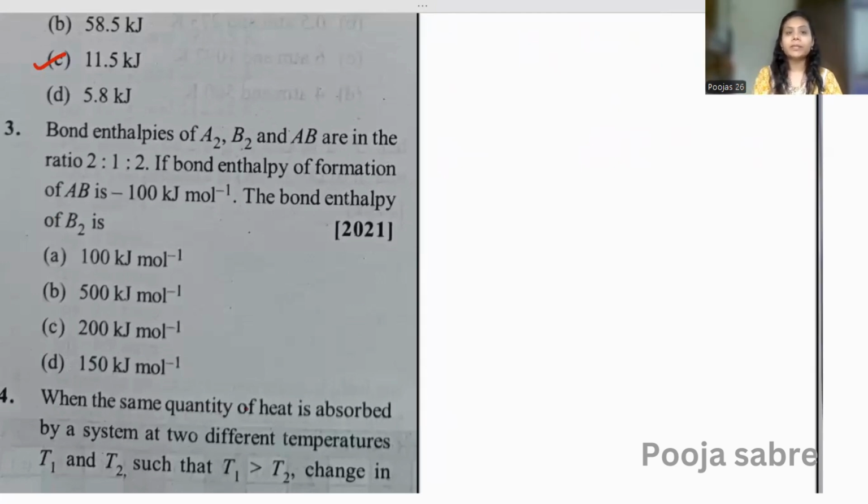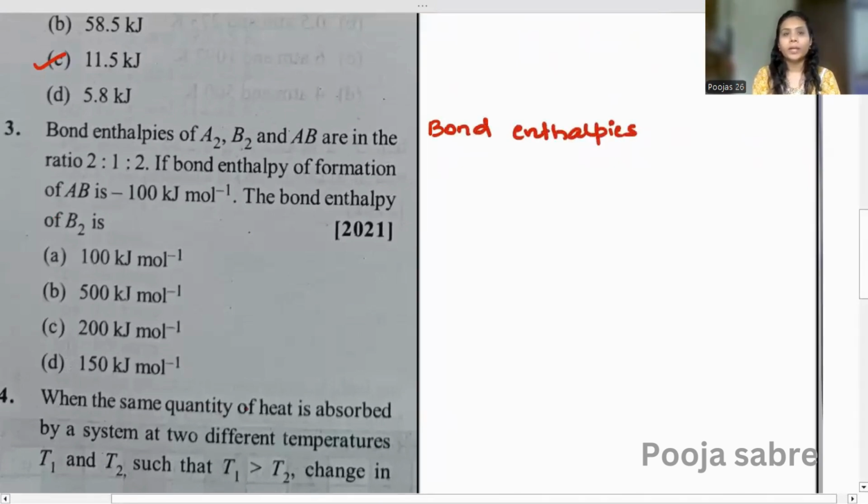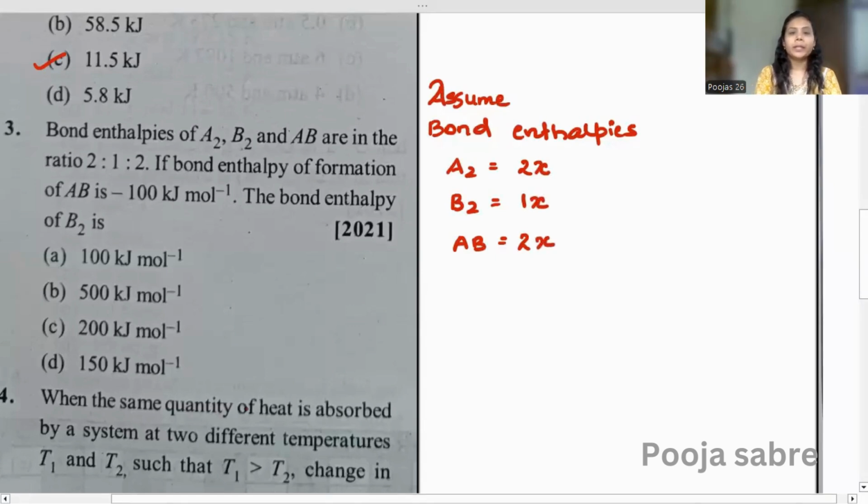We have been given the bond enthalpies of A2, B2 and AB. So these are the bond enthalpies: A2 is 2, B2 is 1, and AB is 2. Remember, these are the ratios. So let us assume that the bond enthalpies of A2 is equal to 2x, B2 is 1x, AB is 2x. Clear?